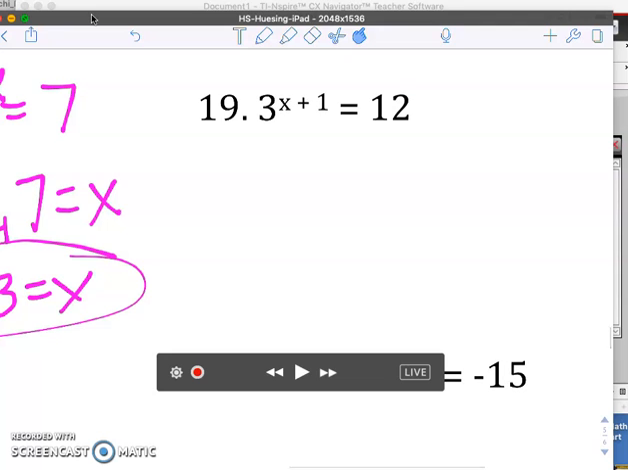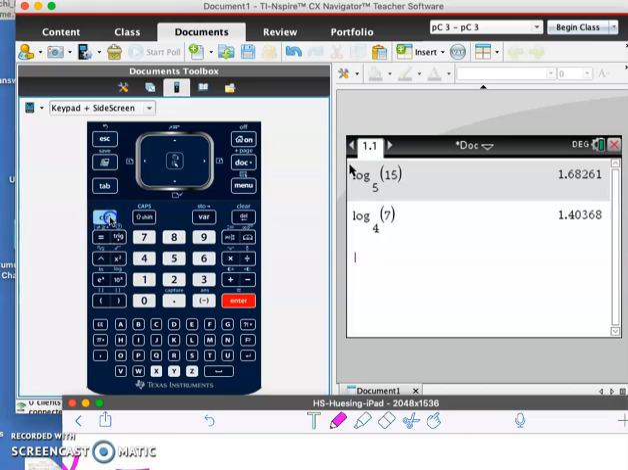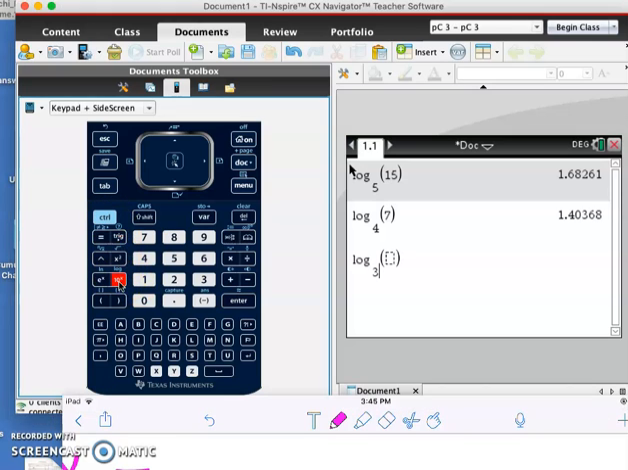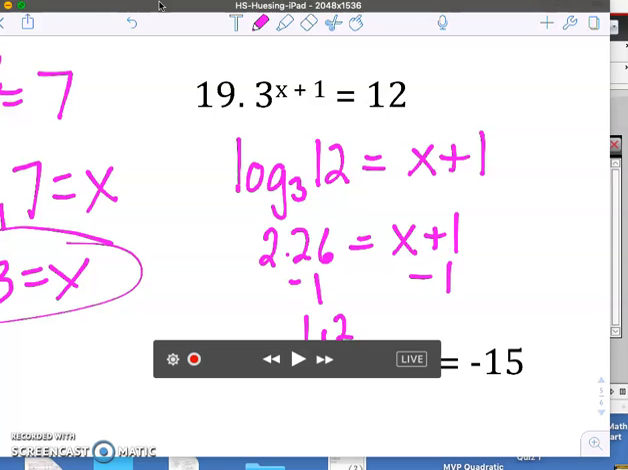The next one, well, let's write it as a log. So log base 3 of 12 equals x plus 1. So let's see what log base 3 of 12 is. So 2.26. So subtract 1. So 1.26 equals x.